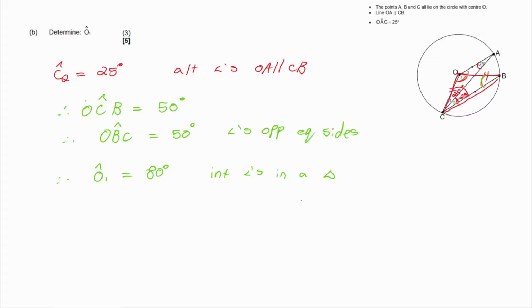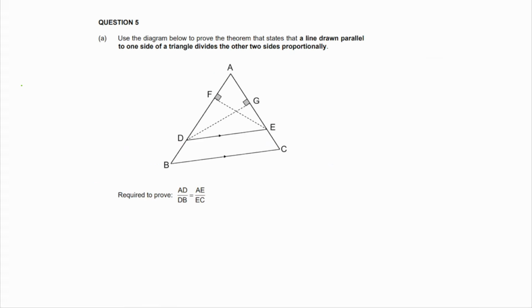Okay, so there we go. Not too bad, hopefully. And then question 4, the entirety was worth 5 marks. So not too bad. Okay, now we move over to a proof. Okay, required to prove. So these you can memorize.